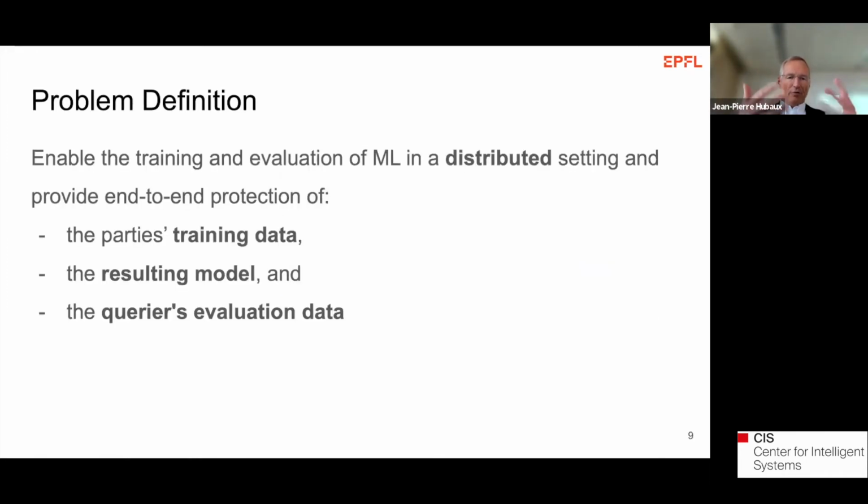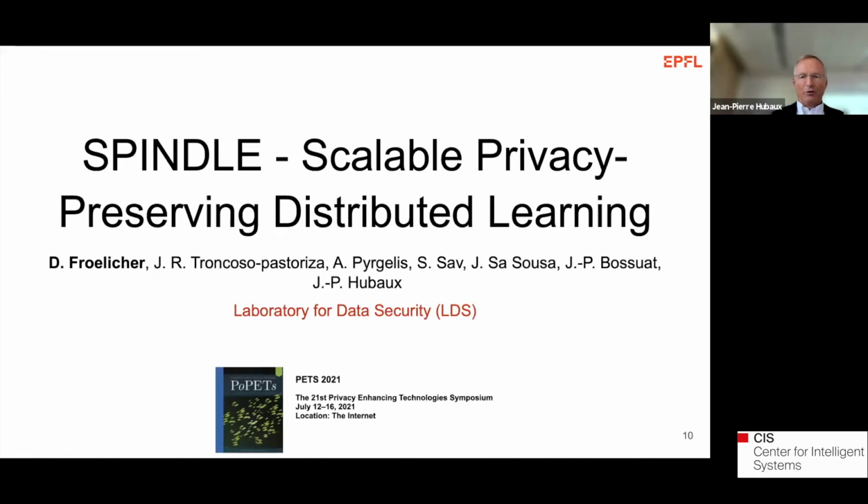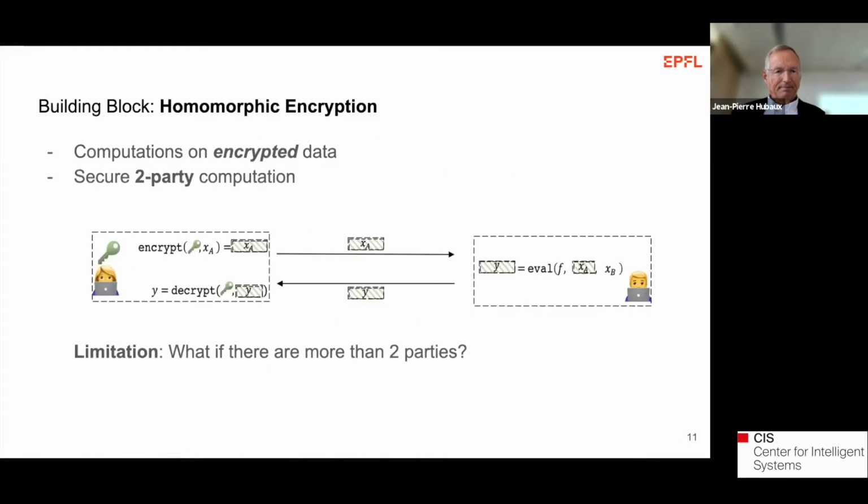And so if we look now at what we aim to achieve, the problem definition, what we need to be able to do is to enable the training and evaluation of ML in a distributed setting, to provide end-to-end protection of the parties' training data, the resulting model, and the queryer's evaluation data. So the first paper I'm going to refer to is something that we published at PETS, the leading conference in privacy protection, this year, called Spindle. And this relies on several building blocks.